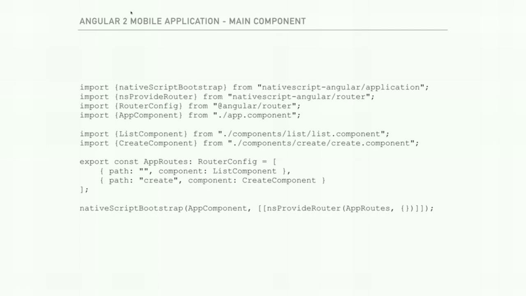So now we have our main component. So again, there's going to be minor differences here. Instead of importing Bootstrap from Angular application, we're importing NativeScript Bootstrap. We're importing NS provide router instead of provide router. Other than that, we're doing pretty much exactly the same thing that we did on the previous. We're calling NativeScript Bootstrap, we're passing in the app component, and we're linking up the two routes that we defined.